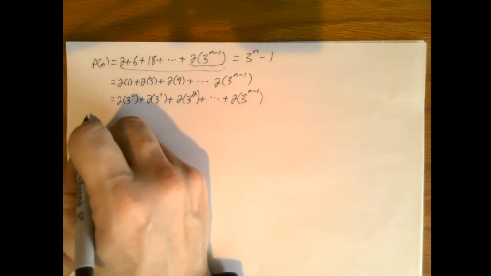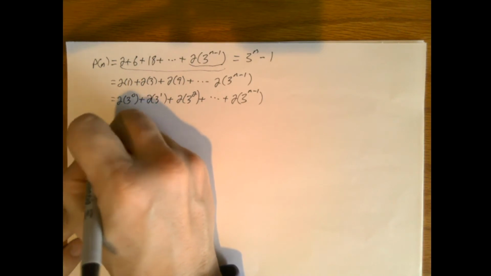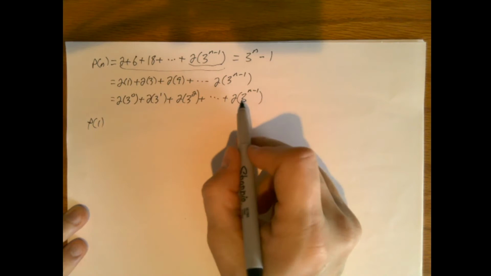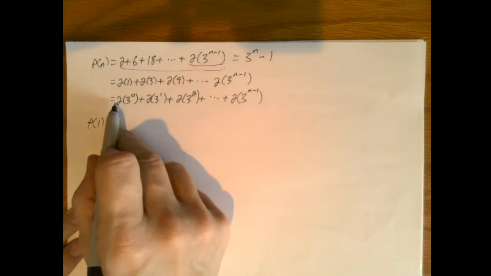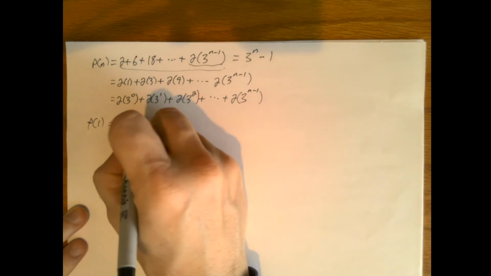So if we put in P of 1, right? 1 minus 1 is 0, so 3 to the 0th power, that would be this, is equal to 2. Or excuse me, times 2, right? So there's 2 times 3 to the 1 minus 1 power.